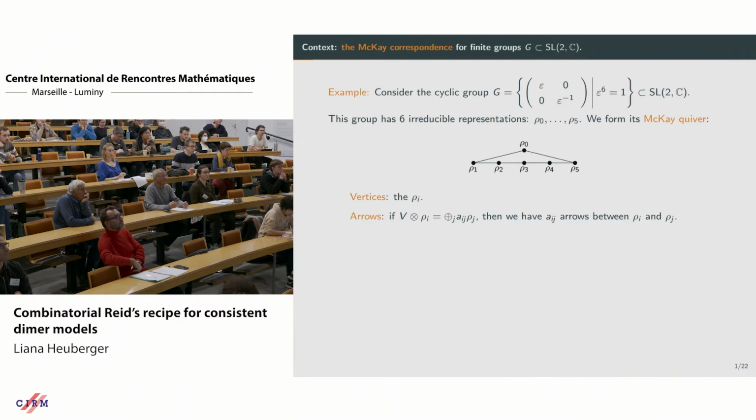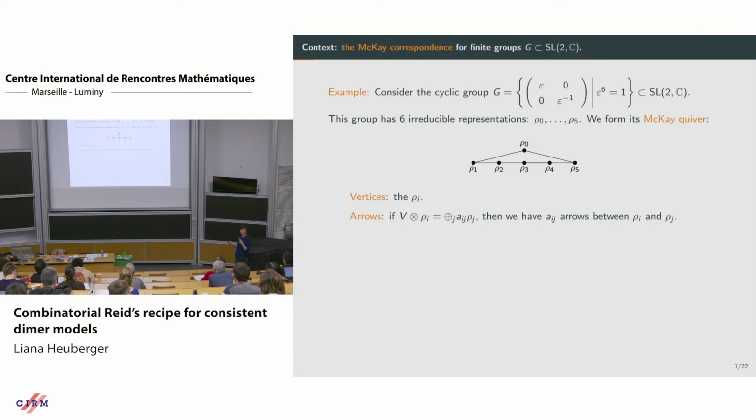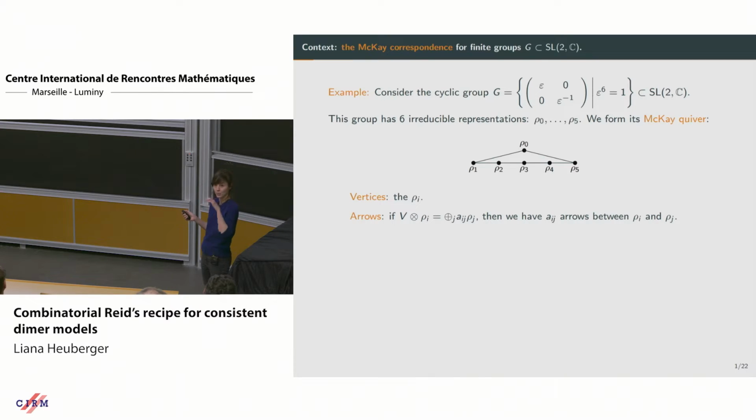A quiver is an oriented graph. What I drew here is obviously a non-oriented graph. But I'm just taking a shortcut, and I'm telling you that each of those edges is, in fact, 2 arrows going in opposite directions.